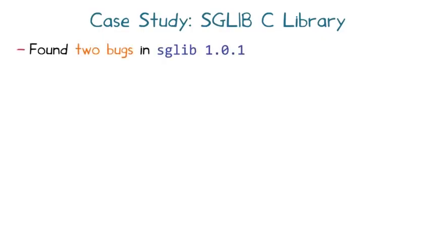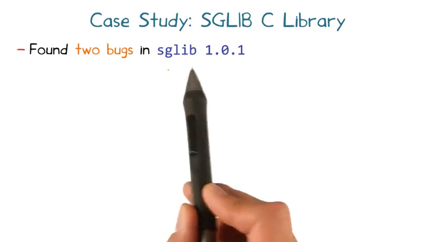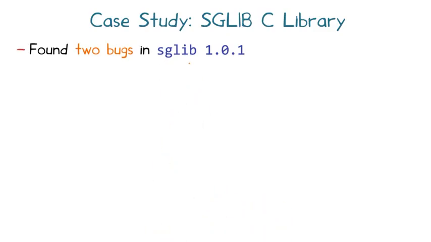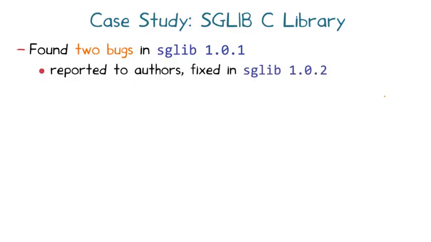Now that you have learned how DSE works, let's look at a few real-world examples where DSE has been applied. In a case study, DSE found two bugs in version 1.0.1 of sglib, a data structure library for C that was inspired by the standard template library from C++. Both the bugs were reported to the authors of the library, who fixed them in version 1.0.2.